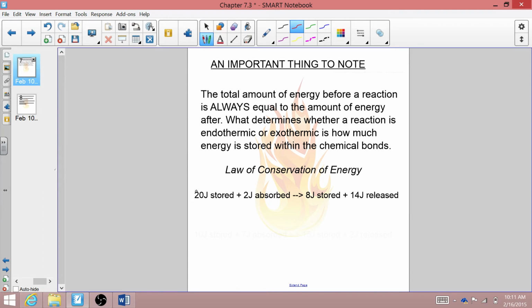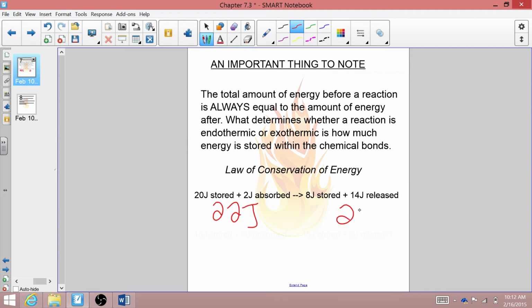So remember, a long, long time ago we talked about energy, and our unit for energy is the joule, which we abbreviate as J. So if we have a chemical reaction where there are 20 joules stored in the chemical bonds of the reactants, and they have to take in 2 joules in order to break, and then in the end 8 joules of chemical energy is stored within those bonds, and 14 joules is released into the universe, we can look, and in the beginning of our chemical reaction we have 20 plus 2 is 22 joules total. Now in the end we have 8 plus 14, which is also 22 joules total.